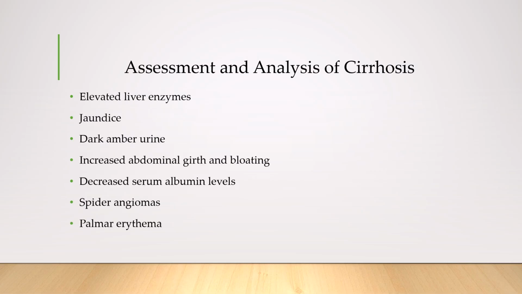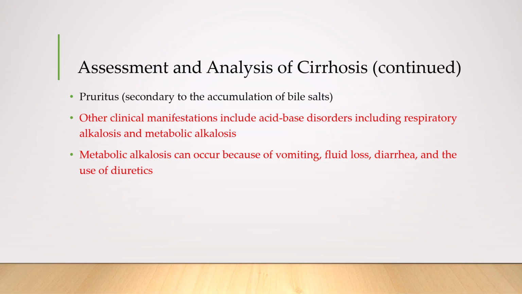More clinical manifestations include elevated liver enzymes, jaundice, dark amber urine, increased abdominal girth and bloating, a decreased serum albumin level, something that we call spider angiomas, palmar erythema, pruritus, and this will be secondary to the accumulation of bile salts.